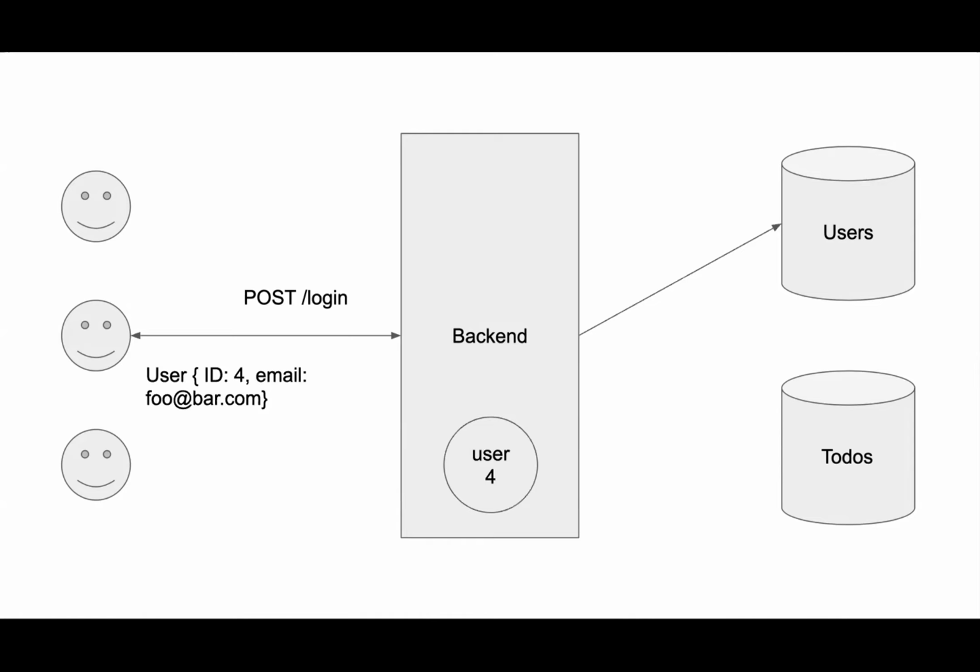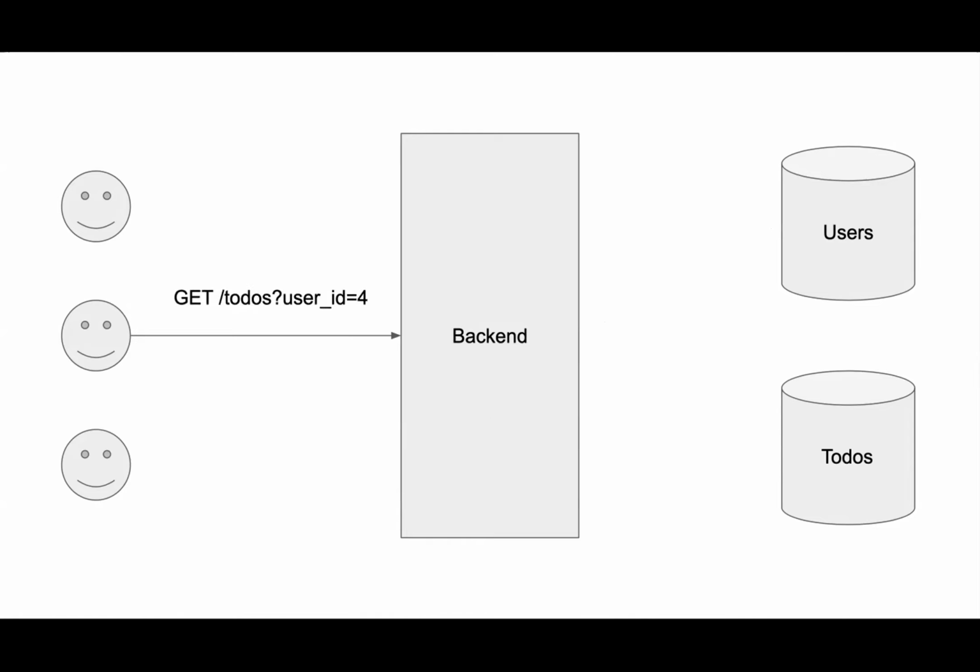And then on subsequent requests, the user will just pass along, they'll say, hey, I'm user 4. Give me all my to-dos because I need to check stuff off. And so our backend can be like, okay, user 4, let's fetch all the to-dos for user 4, return the to-dos. Like, this works. What's wrong with this?